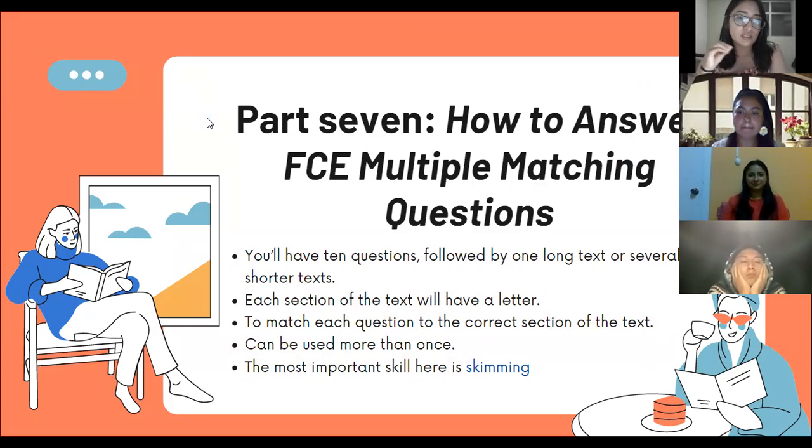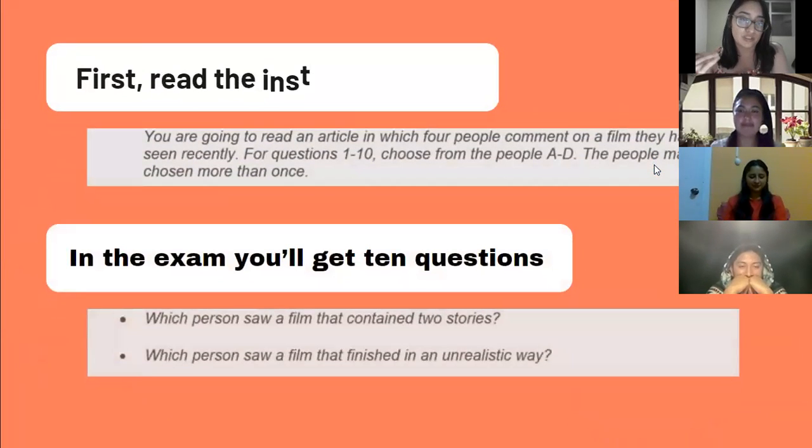The most important skill here is skimming. What is skimming? Skimming refers to looking only for the general or main ideas and works best with non-fiction or factual material. So you need to be able to read a text quickly and find the most important parts of the information. So let's look at the sample questions so you can see what to expect.